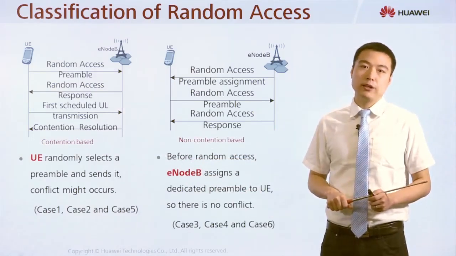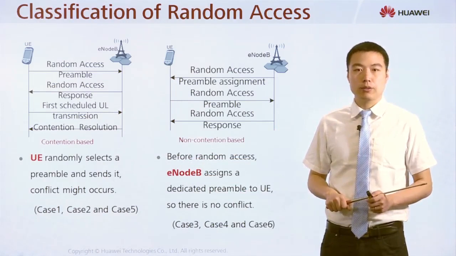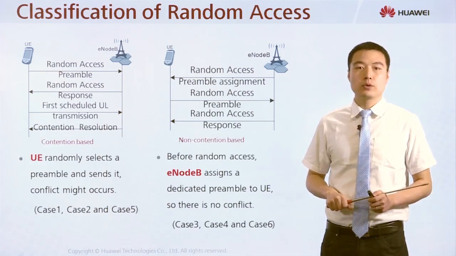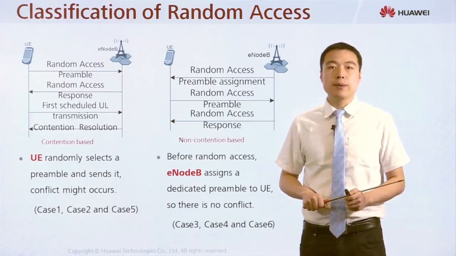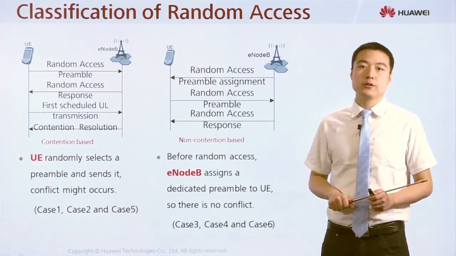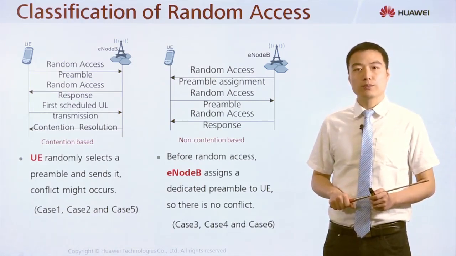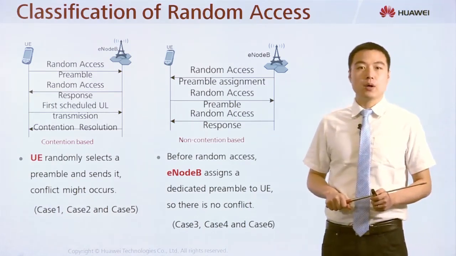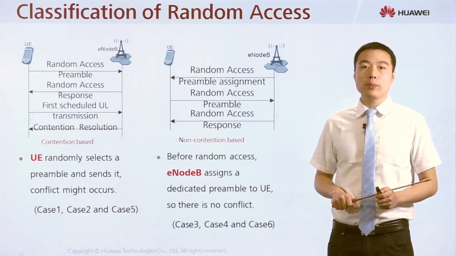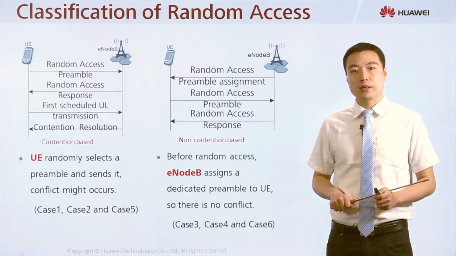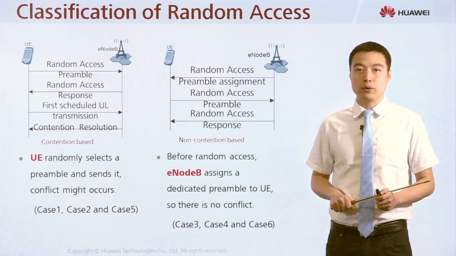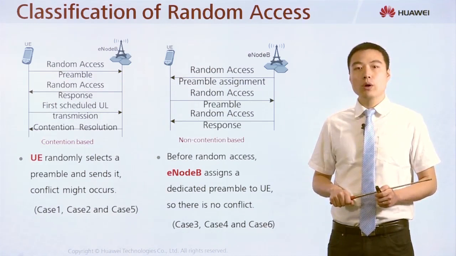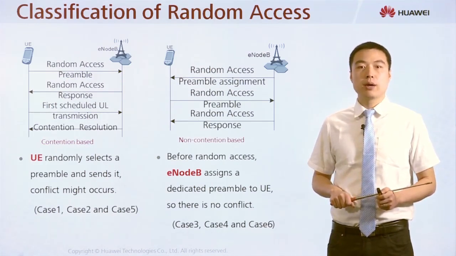We may have conflicts in this scenario. Case 1, case 2, and case 5 belong to the contention-based. Contention-based faces conflicts, which is not good for us. For the non-contention-based, there are no conflicts. Why? Because eNodeB specifies the random access time slot and the random access preambles. Everything is predefined by the network side. So we already prevent the conflicts during the random access.